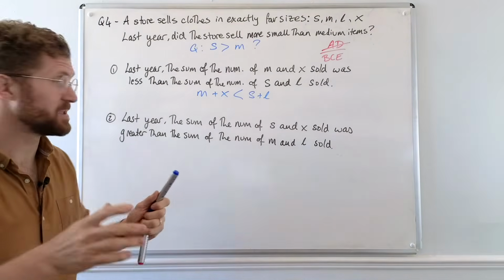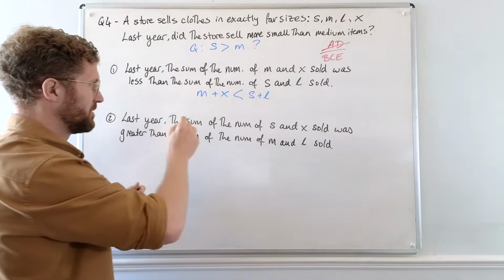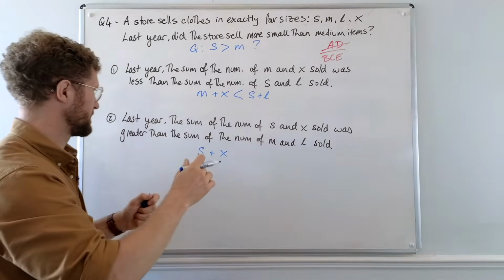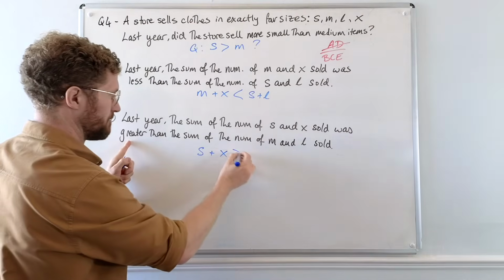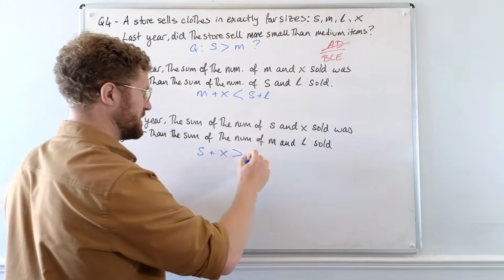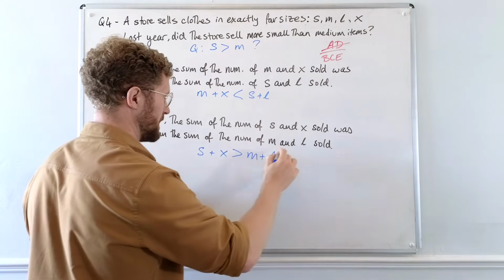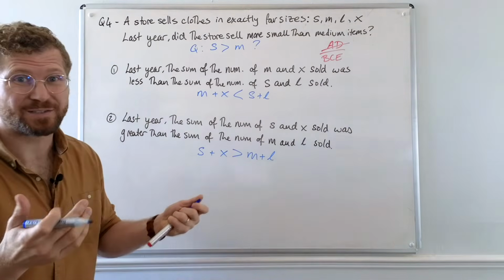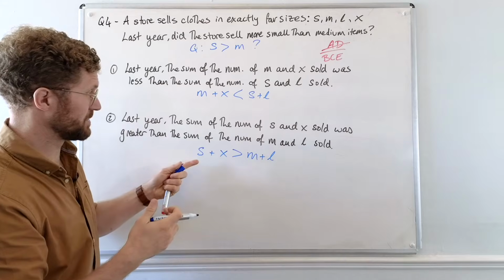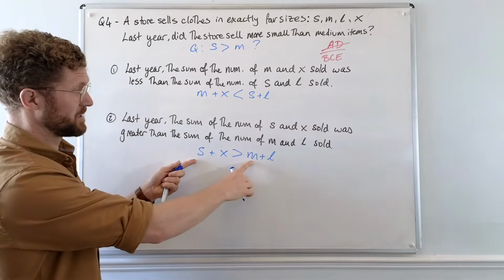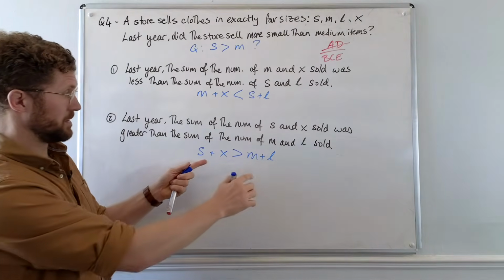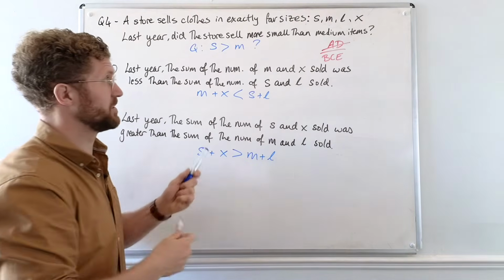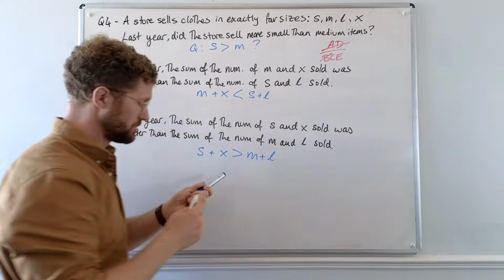We can do something similar with statement 2. The sum of the number of small and extra large items sold was greater than the sum of the number of medium and large items sold. So I can say S plus X is greater than M plus L. And in a similar way to statement 1, I'm looking at this and going, well, I've got S and M on separate sides, but I've got an X and an L, exactly the same as statement 1. It's just not going to be sufficient.